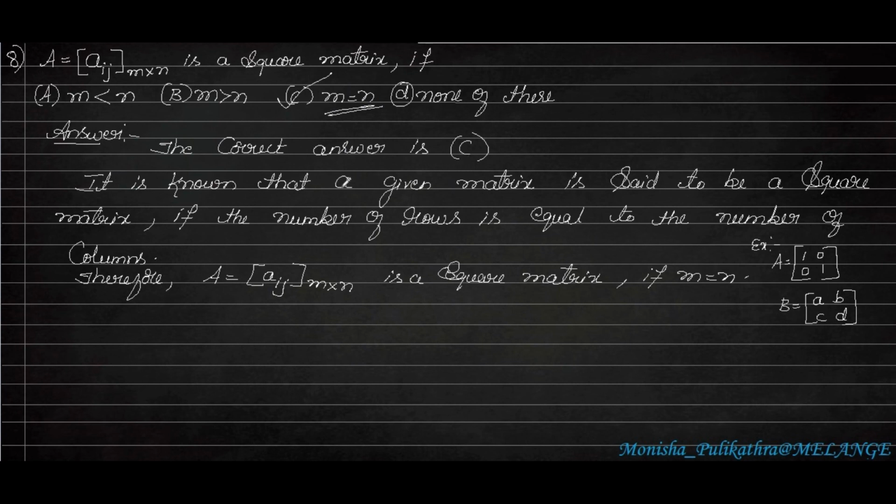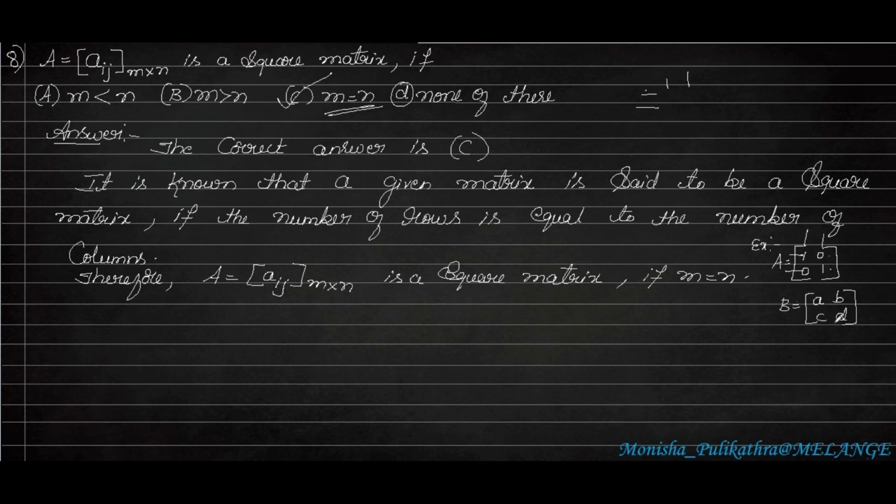Because it is known that a given matrix is said to be a square matrix if the number of rows is equal to the number of columns. If the number of rows is not equal to the number of columns, then it is not considered a square matrix. Okay, in a square matrix, the number of rows should always equal the number of columns. For example, I have given here A is equal to [1 0; 0 1]. So 2 rows should be equal to 2 columns.